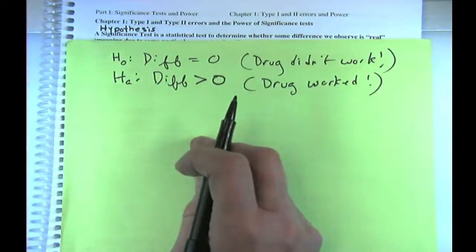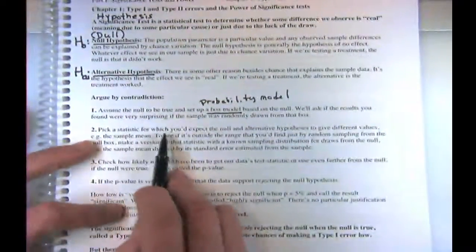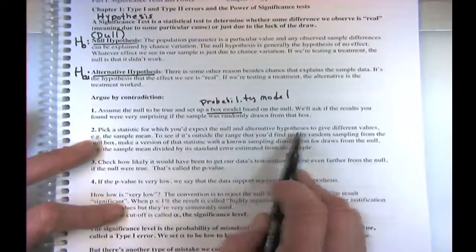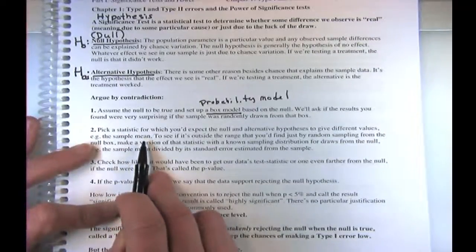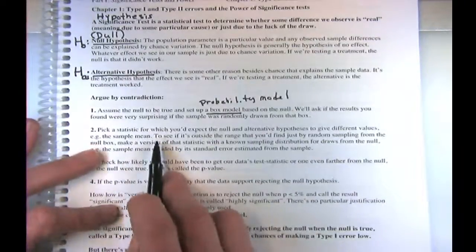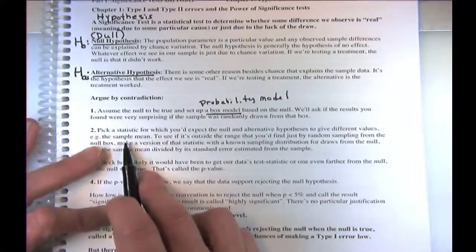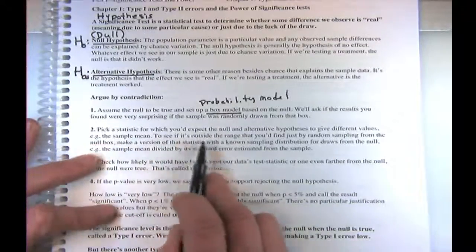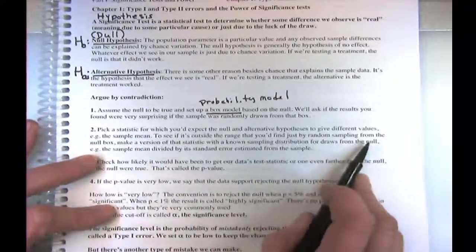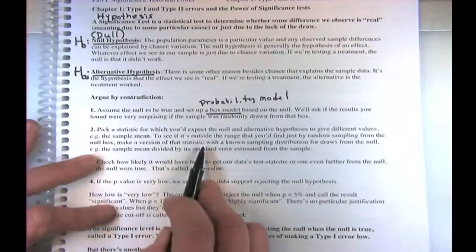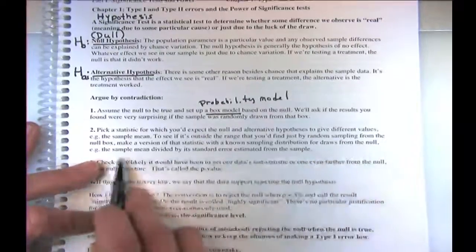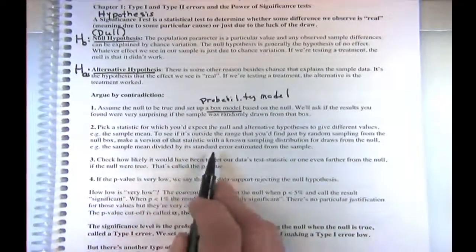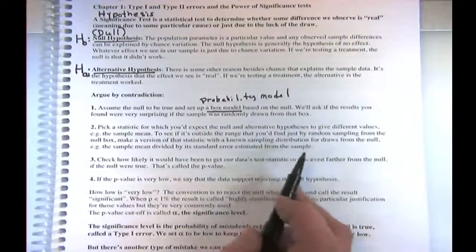And if we translate it into a z-score, let's look here. So you pick a statistic for which you'd expect the null and alternative hypothesis to give different values. For example, a sample mean. That was intuitive in this case. You could pick other statistics, but the mean makes sense in this case. To see if it's outside the range that you'd find just by random sampling from the null box, you make a version of that statistic with a known sampling distribution for draws from the null. For example, the sample mean divided by its standard error estimated from the sample.